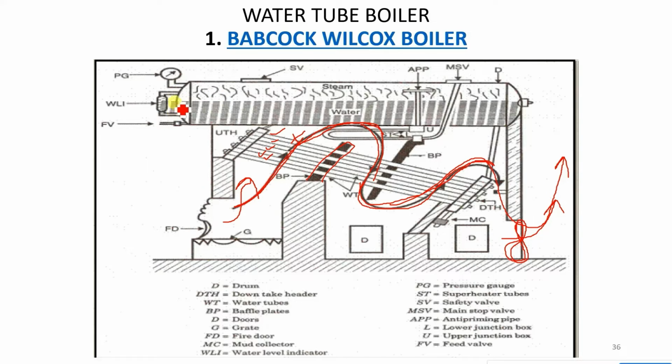Now this drum, half portion of the drum is filled with water. The lower portion is water. Water enters the downtake header, and as the temperature of water increases, water moves in the upward direction and gets stored again in the water drum. The portion of the water which converts into steam is collected at the top of the drum.